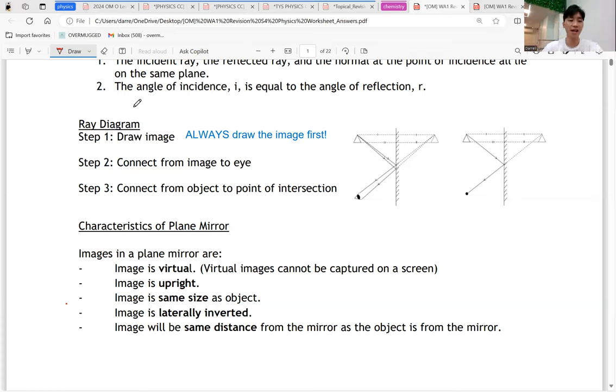Okay, anyway, for a ray diagram question, make sure we always draw in the image first. Now, what's the reason why we are emphasizing on it? It's because without it, the light rays that you're drawing are all nonsense. In short, right?